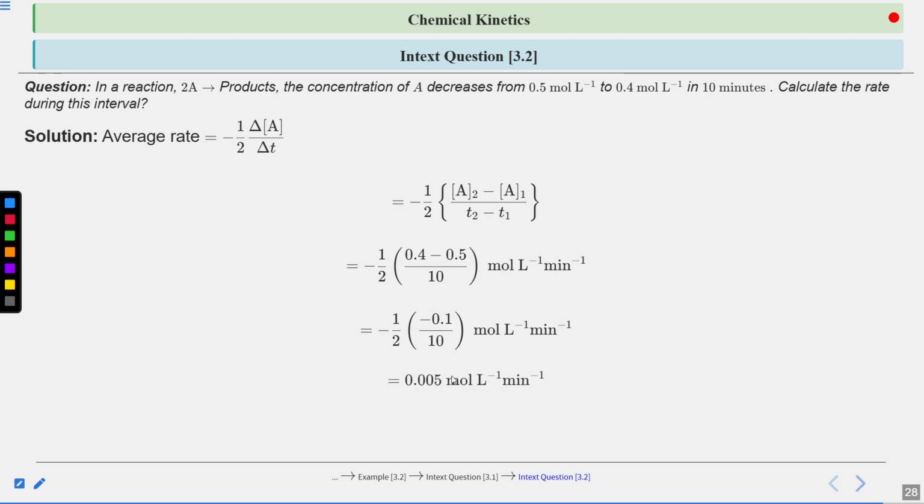When you solve it, it is coming out as 0.005 mole per liter per minute. You can also write it as 5 times 10 to the power minus 3 molar minute inverse as the average rate of the given 2A to products reaction. So for this reaction, the average rate is this much. Okay, so this is how you can calculate the answer to the given question.